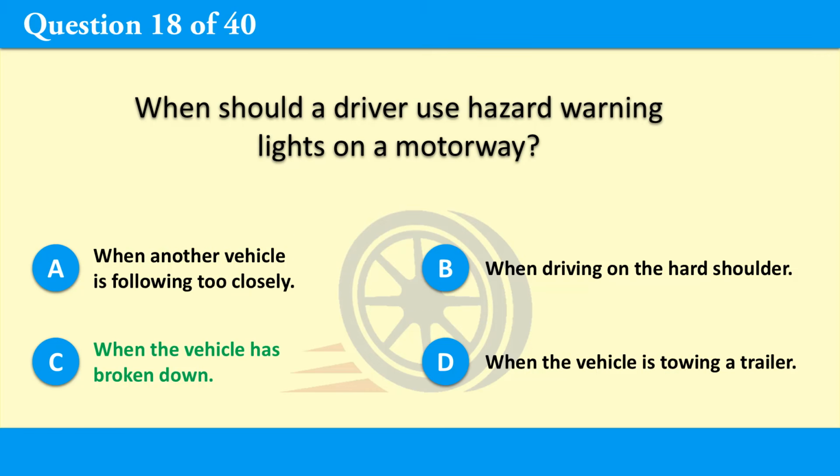Correct answer, C. When the vehicle has broken down. Explanation: if your vehicle breaks down on a motorway, drive it to the hard shoulder and switch on the hazard warning lights to warn following traffic. When it is safe to do so, get out of the vehicle and move behind the barrier. Call for assistance from a motorway emergency phone or using a mobile phone, call the Garda.